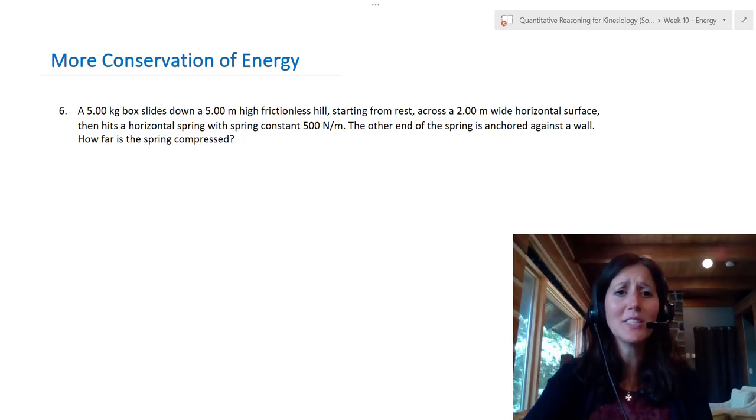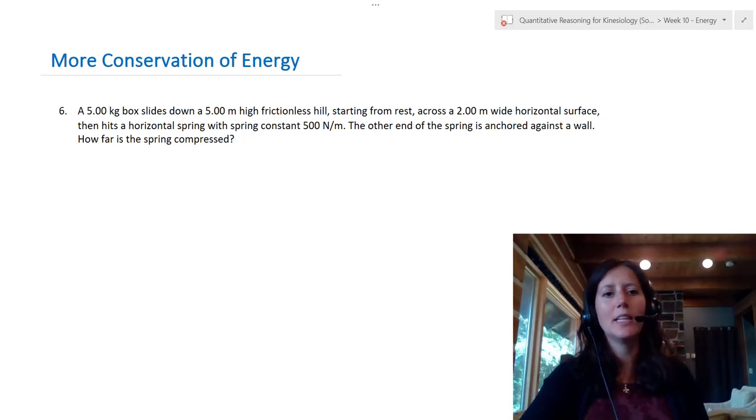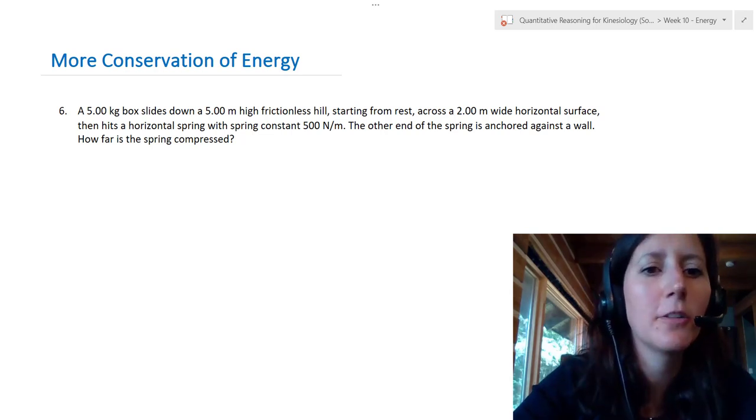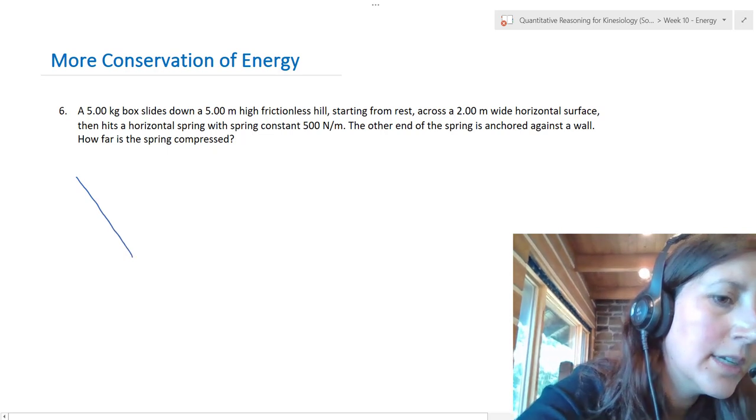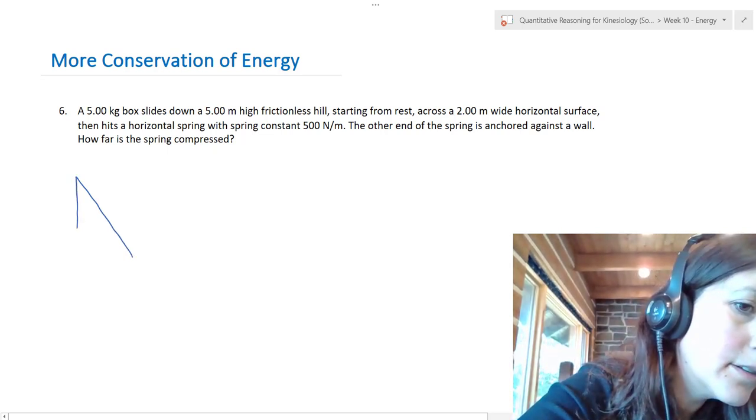Okay. So this question looks pretty complicated. Let's draw a picture just to make it look a little bit easier for us. So we have a frictionless hill. So there's a hill over here, and it's 5 meters high.